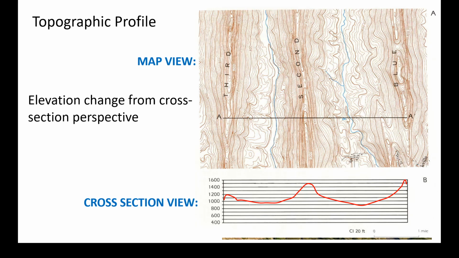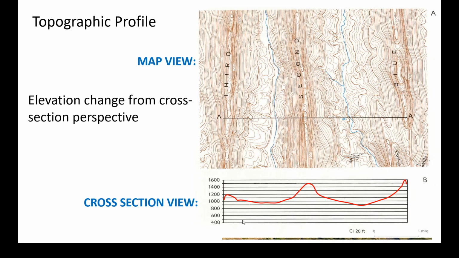Last thing we'll go through are topographic profiles. So a topographic map represents the landscape in a top-down view, so a bird's eye view. A topographic profile represents it from a horizontal view, so looking at it from the side. How we do that is you take a topographic map or some other map with some sort of contour, and you draw a profile line across it. So here we have A to A prime.